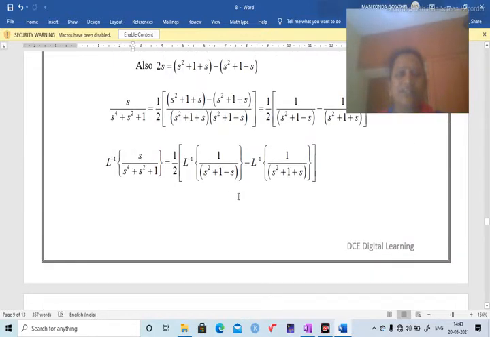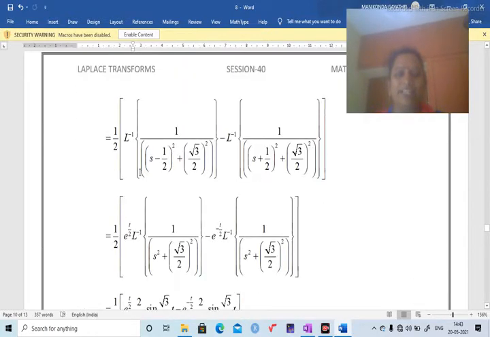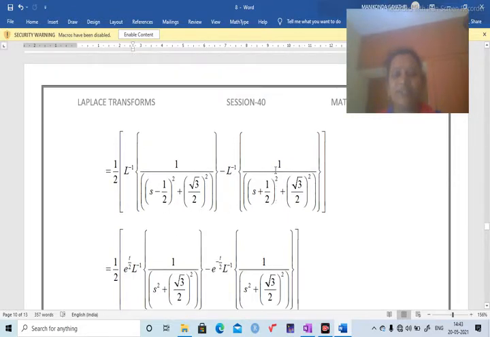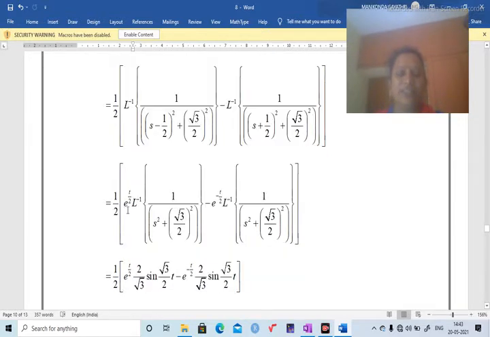So this term, the denominator can be written as (s minus 1 by 2) whole square plus (root 3 by 2) whole square. Here this denominator can be written like this, (s plus 1 by 2) whole square plus (root 3 by 2) whole square. Here minus 1 by 2 is there, that's why e^(t/2), L inverse of 1 by (s² + (root 3 by 2)²). Here plus 1 by 2 is there, that's why e^(−t/2), L inverse of 1 by (s² + (root 3 by 2)²).